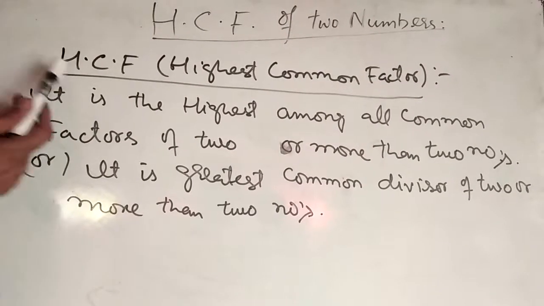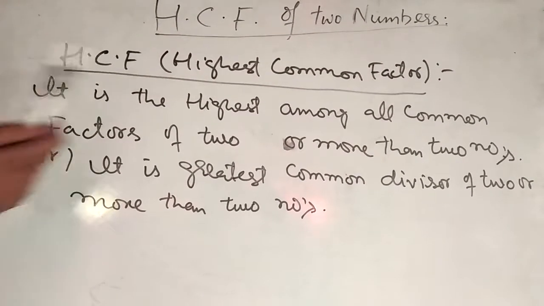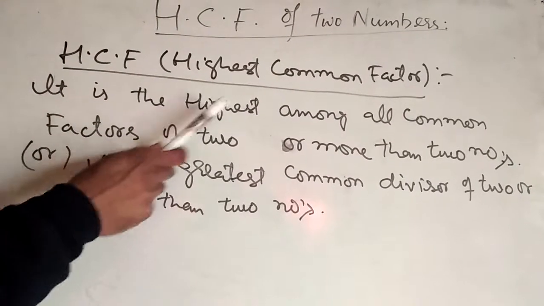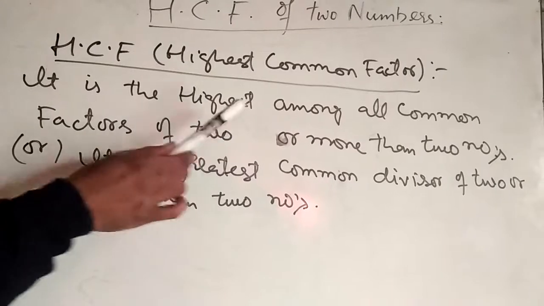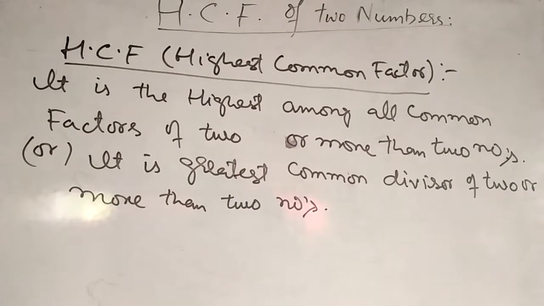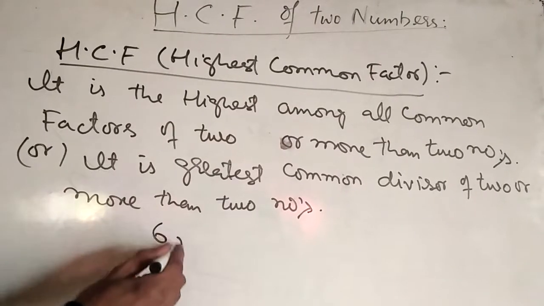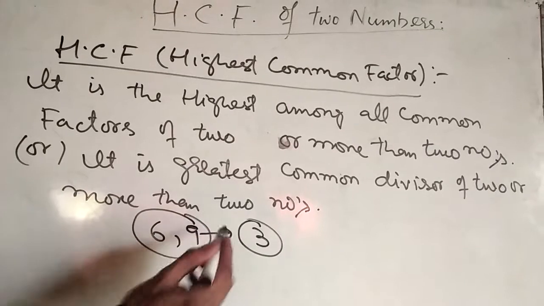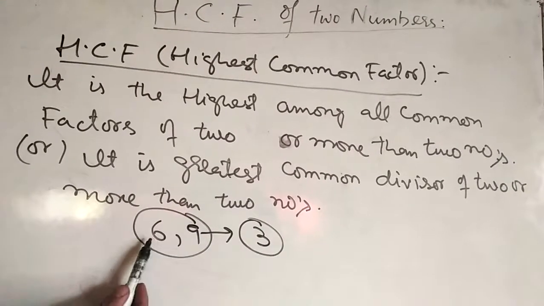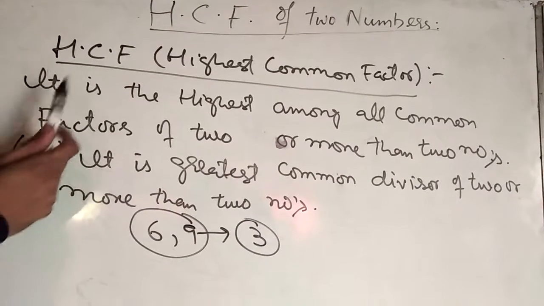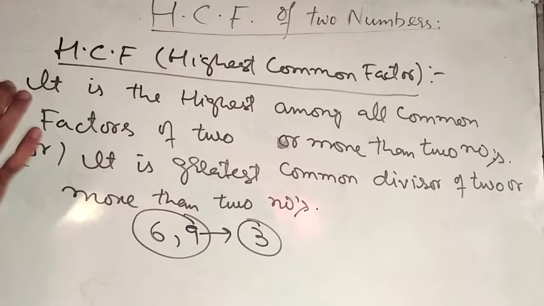Now we define the HCF, or highest common factor. Highest common factor is abbreviated as HCF. It is the highest among all common factors of two or more numbers. As in our example of 6 and 9, 3 was the highest common factor. 3 is also the greatest common divisor, GCD. So HCF is the highest among all common factors.